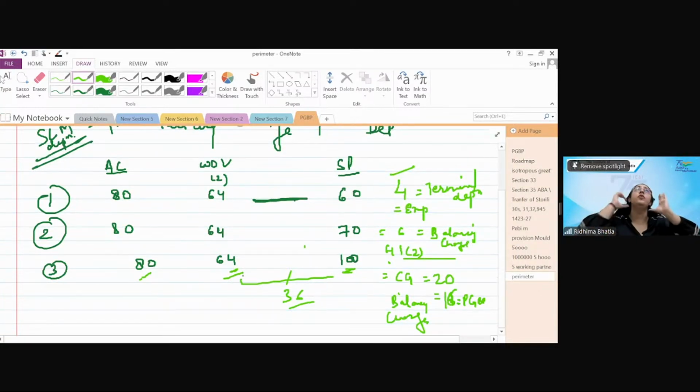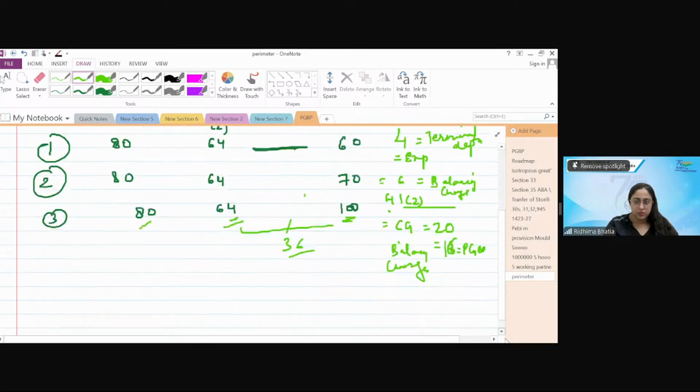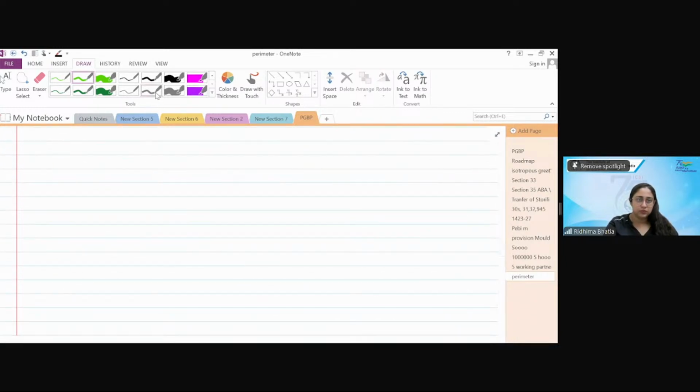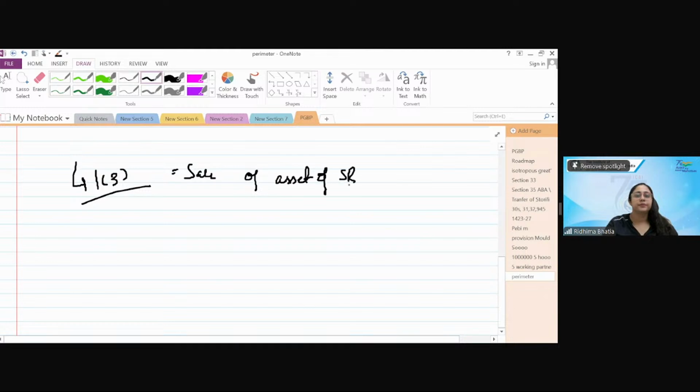So 41(1) clear, 41(2) clear, and 41(4) clear. Now we move ahead to 41(3). 41(3) talks about sale of asset for scientific research. I'm writing SR, scientific research.